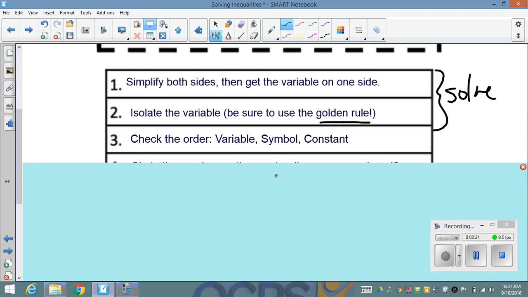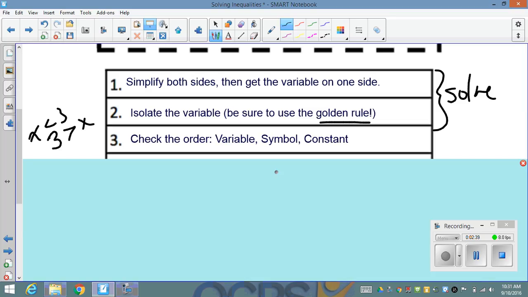Okay, the next step, you're just going to quickly check your order. You want it to be variable, then your symbol, then your constant. So in other words, you want your answer to look something like x is less than 3. If it says 3 is greater than x, you're going to want to flip it around. So 3 is greater than x is the same as x is less than 3. That'll help us to make sure that we graph the solution properly. So this one's just a little quick check before we move forward.